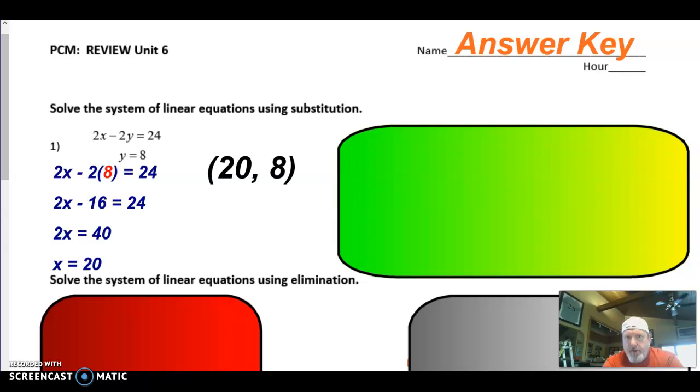All right, welcome back. Today we're going to go through the test review for PCM for Unit 6. As you can see, for number 1, we've got two systems of linear equations. The first one is already solved for y, so we know that y is 8. We're going to plug that up here into the top one and solve for x. And we'll get down to 2x equals 40 and divide, and x is 20. Please don't forget when you're doing these systems to write your answer as an ordered pair.